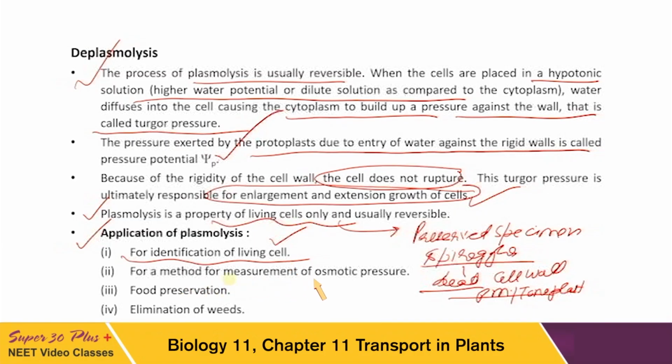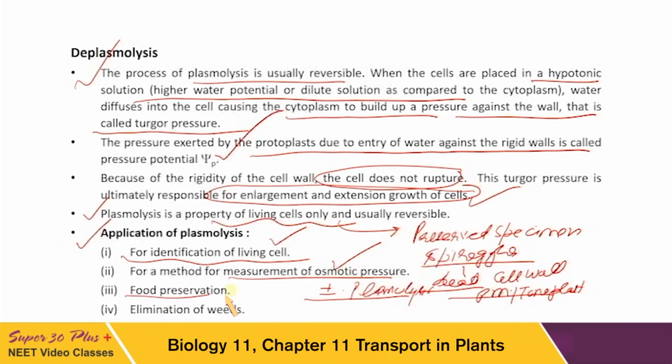Method for measurement of osmotic pressure. If there is only incipient plasmolysis in a solution, then the concentration of this solution will be almost equal or a little higher to that of cytoplasm. Incipient plasmolysis is helpful to determine osmotic pressure.